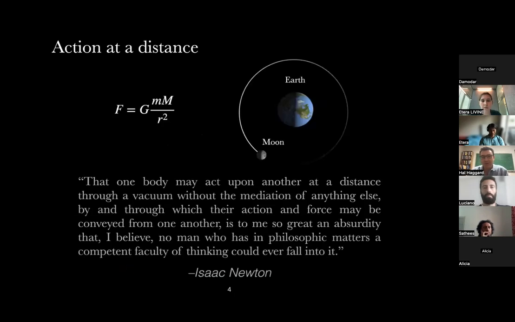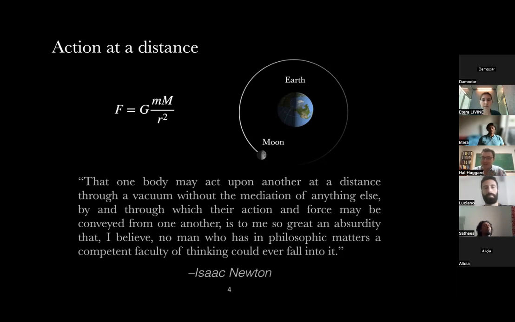In fact, this goes all the way back into the history of the invention of gravity. And this is one of my favorite quotes in the history of science. This is from Newton, and I'll just read it out for you all. That one body may act upon another at a distance through a vacuum without the mediation of anything else, by and through which their action and force may be conveyed from one to another, is to me so great an absurdity that I believe no man who has in philosophic matters a competent faculty of thinking could ever fall into it. I love this quote because Newton is mocking himself, right?